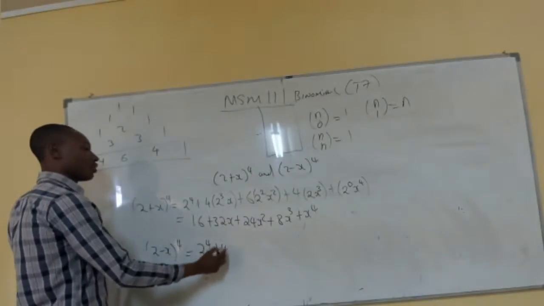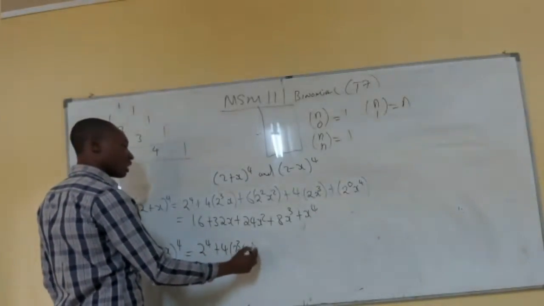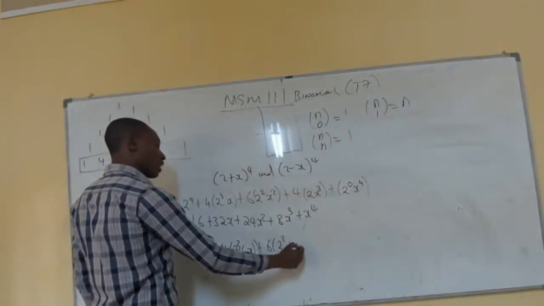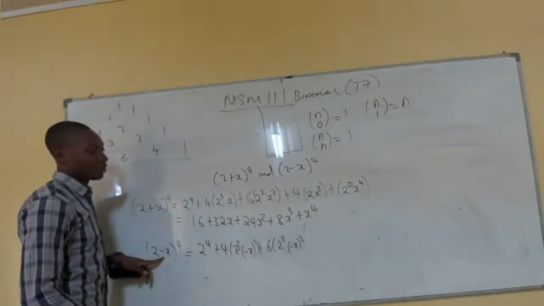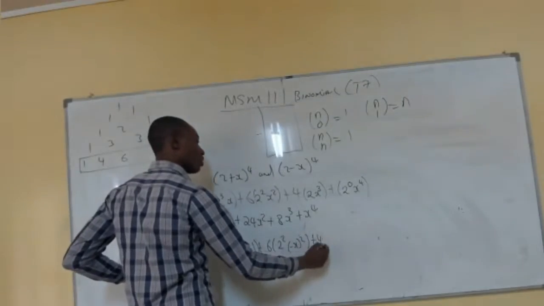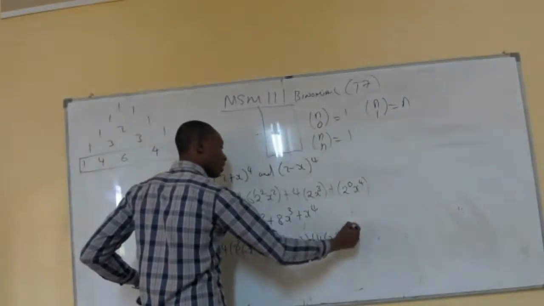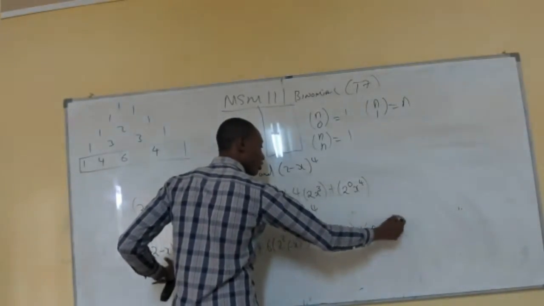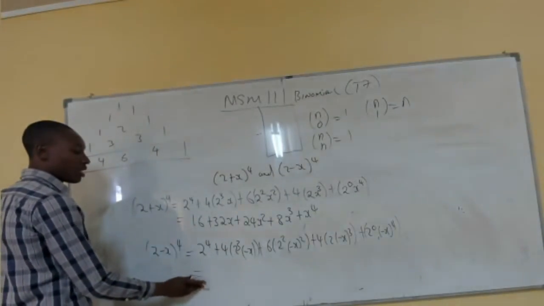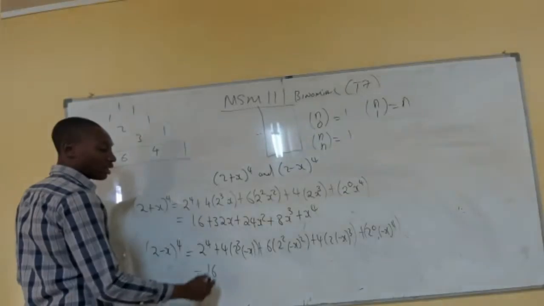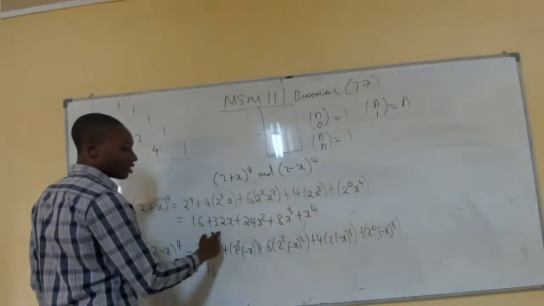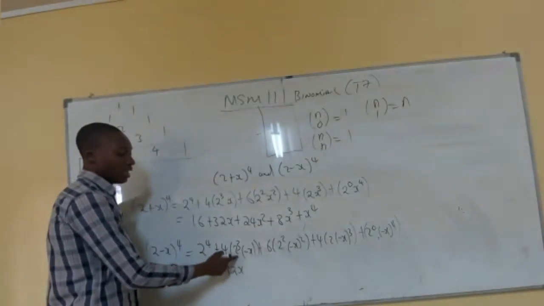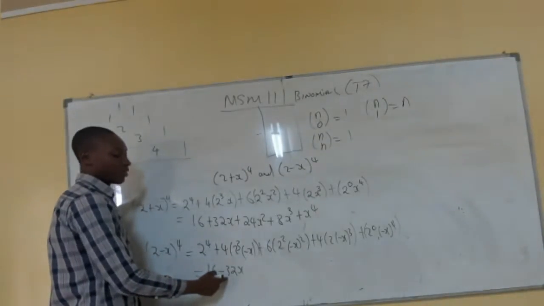So this is going to be plus 4, 2 to the power 3, negative x instead, then plus 6, 2 to the power 2, negative x squared. Remember, I'm now replacing with negative x. Plus 4, 2, negative x to the power 3. Plus 2 to the power 0, negative x to the power 4. Then we have 2 to the power 4, it remains 16. This remains the same, it's going to be 32, but the sign is going to be negative 32x. 2 to the power 3 is 8 times 4, 32, times negative x is negative 32x.